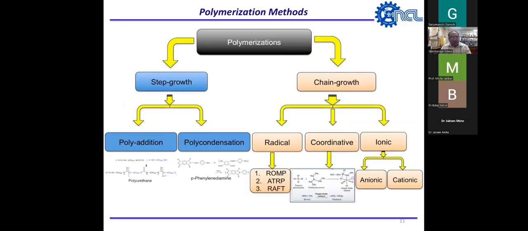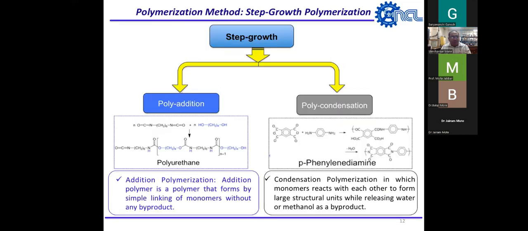When we take this monomer to make polymers, there are different polymerization techniques. Typically, it is characterized as step growth polymers as well as chain growth polymers. In step growth polymers, you can see poly addition and poly condensations, and in chain growth polymers, radical polymerization, coordinative polymerization, and ionic polymerization. I will just briefly go one by one. In step growth polymerization, typically poly addition reactions and poly condensation reactions.